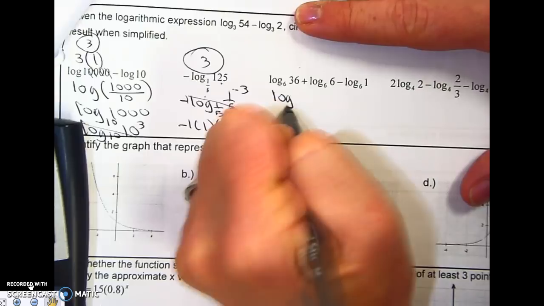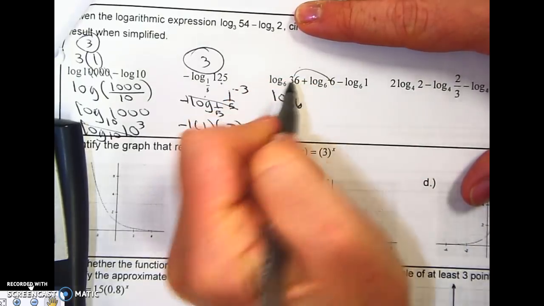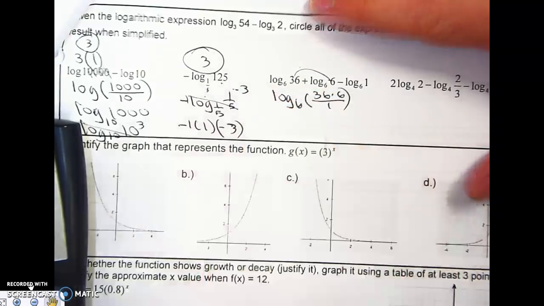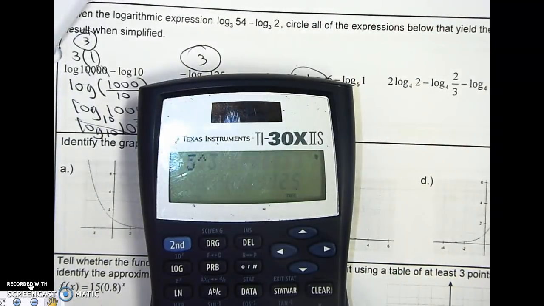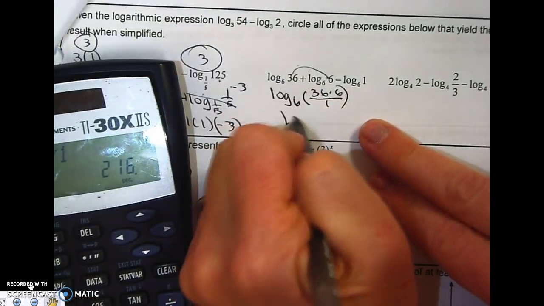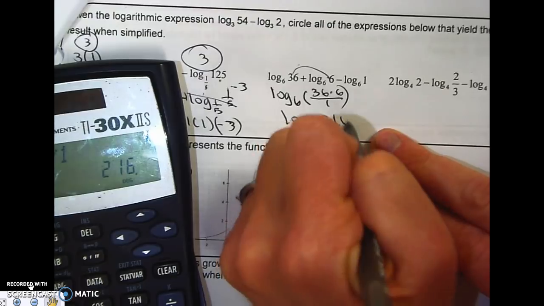So we're going to be doing a whole bunch of things. We're going to be multiplying, and we're going to be dividing. So we're going to go 36 times 6 over 1. You can just do that in your calculator. 36 times 6 divided by 1, 216. I think you knew that, but I just wanted to show my work.